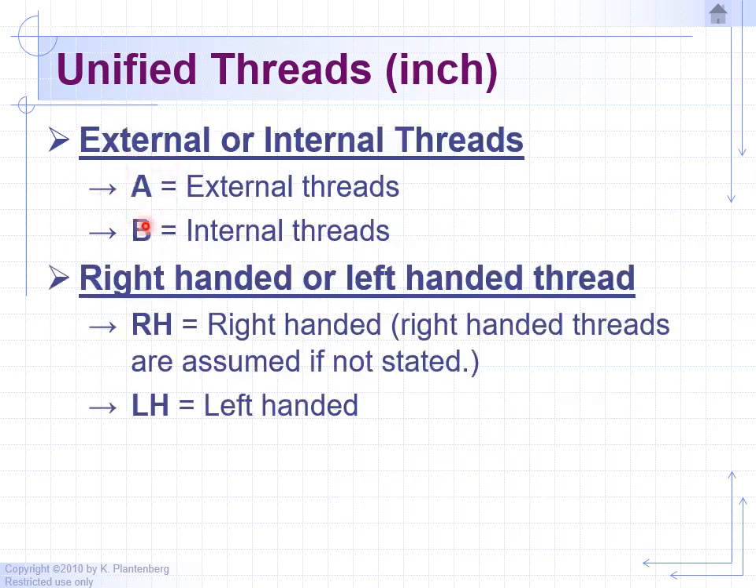And if you see the label of A, that just means it's external threads, threads on a shaft, like a screw. And B is for internal threads. Example is threads in a nut or a tapped hole in a block, like an aluminum block, for example. And then we have RH for right-handed threads and LH for left-handed. Once again, RH is the most common. Over 90% of the time, you'll use right-handed threads, maybe even closer to 99%. And since right-handed threads are assumed, typically we won't even call out right-handed threads. It's just assumed it's right-handed. If it happens to be left-handed, then we will use the LH callout.